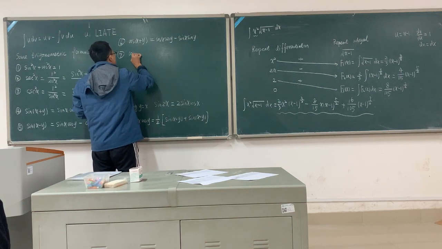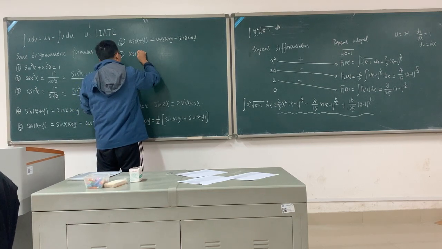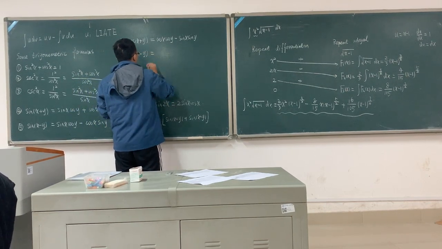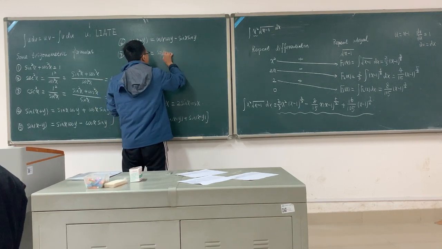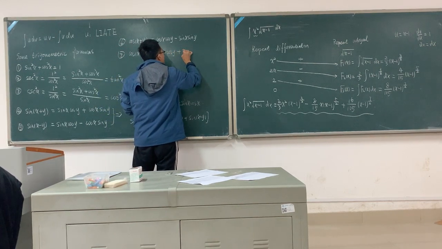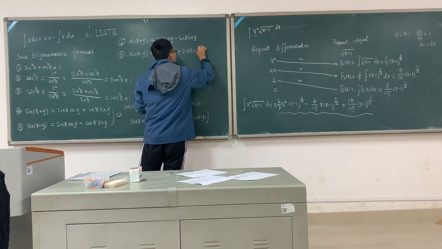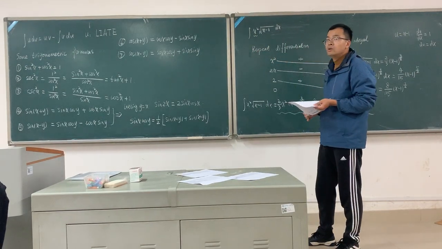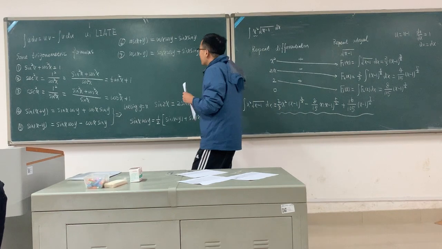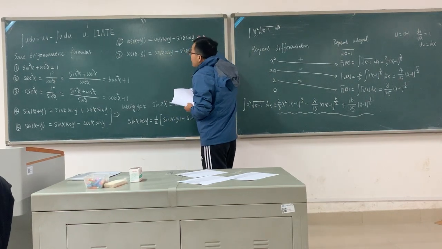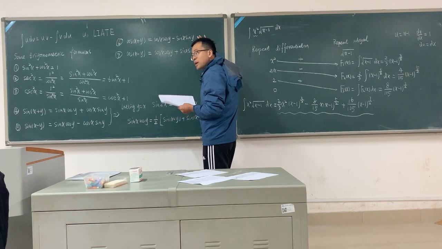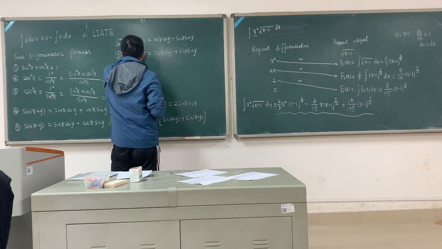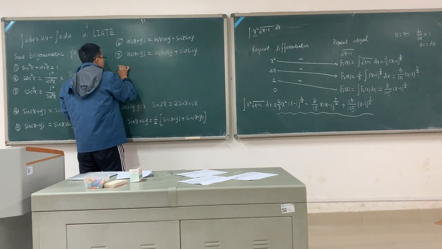And number 7 is cosine of x minus y. Cosine of x minus y is equal to what? Equal to cosine x cosine y plus sin x sin y. The same as for number 6, we let y equal to x. So here we can obtain number 8.